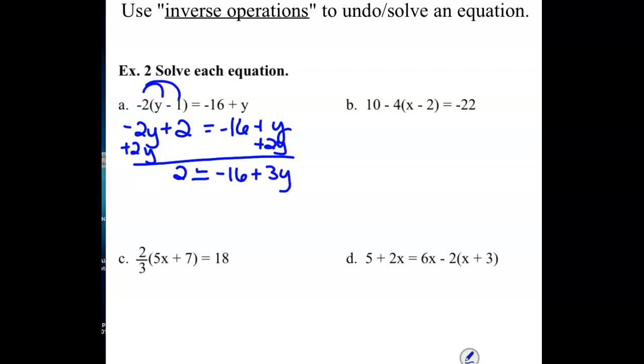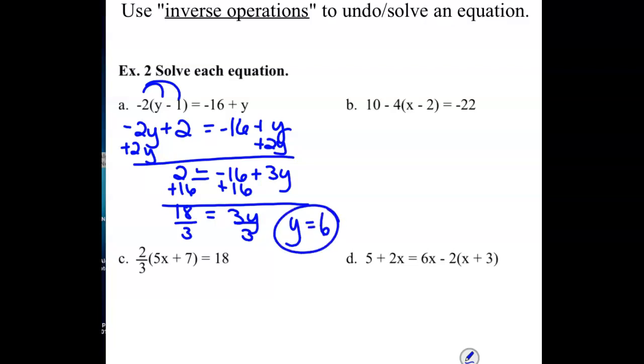My next step would be to add the 16 back to the left side. I now have 18 equals 3y. And my last step would be to divide out that 3. So I end up with y equaling 6.